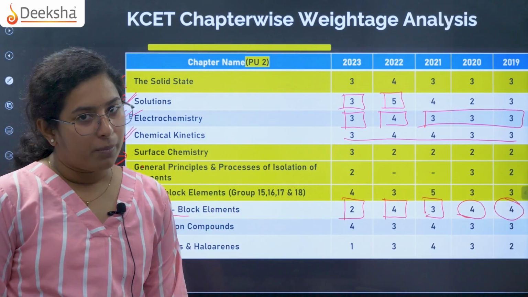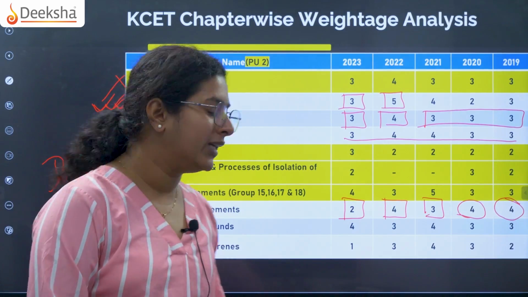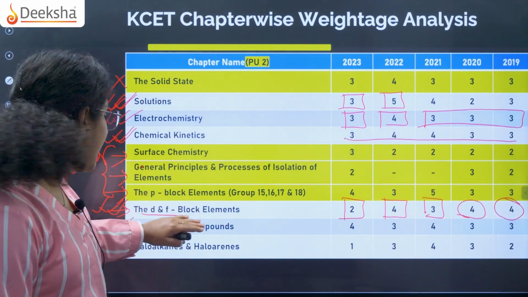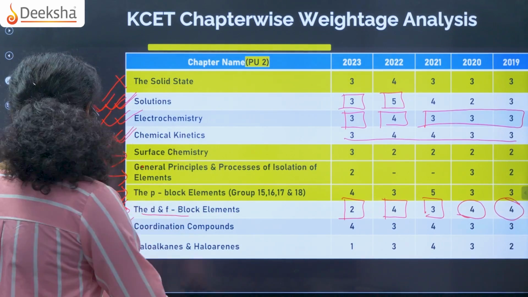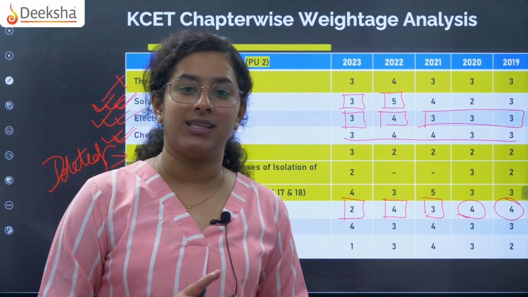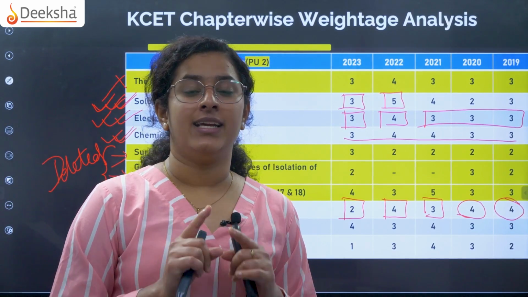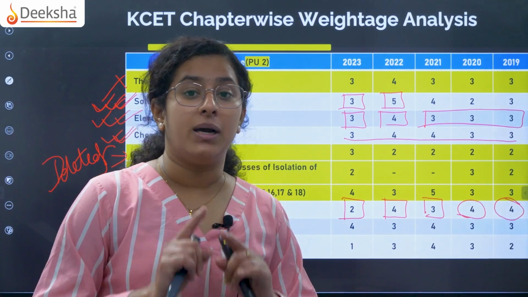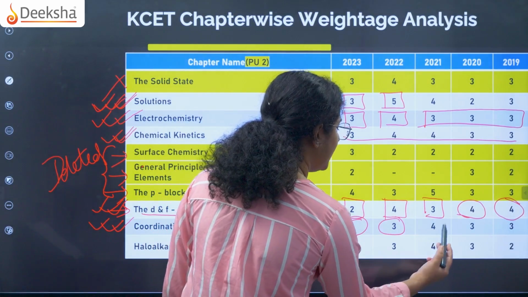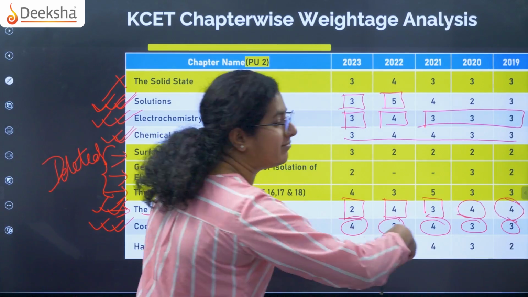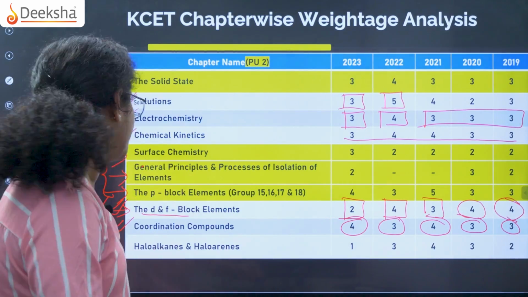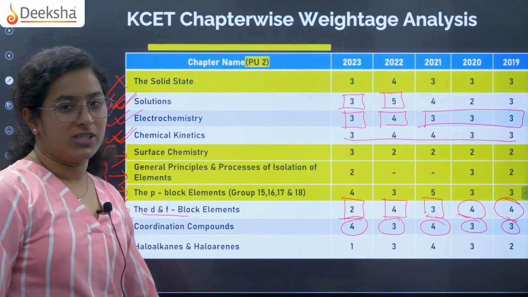Now, coordination compounds. As you all know, this is just like a continuation chapter from the d and f block elements. So just remember these two chapters are interrelated and these two chapters are must-do chapters. Why? Because 4, 3, 4, 3, again 3, which means you can expect 3 to 4 questions from this coordination compounds chapter.